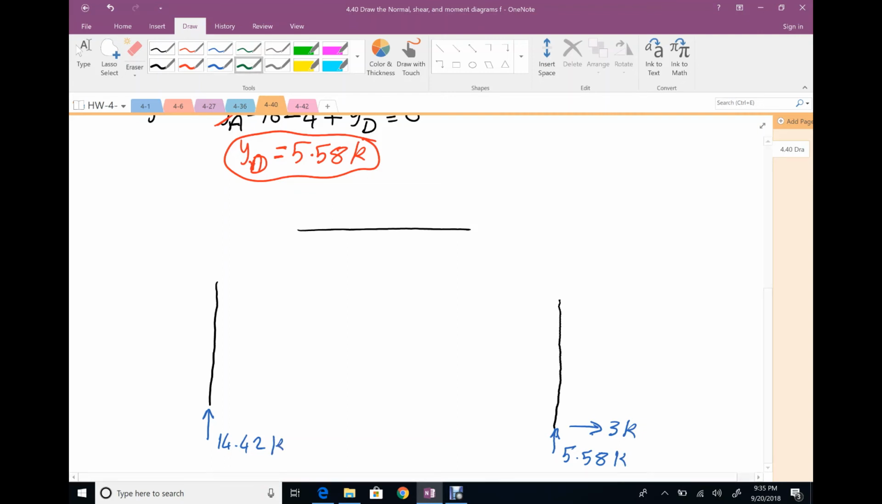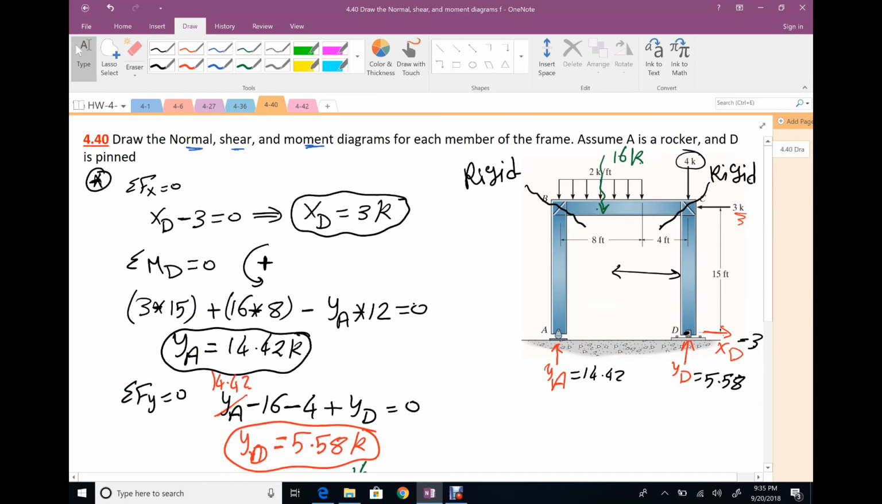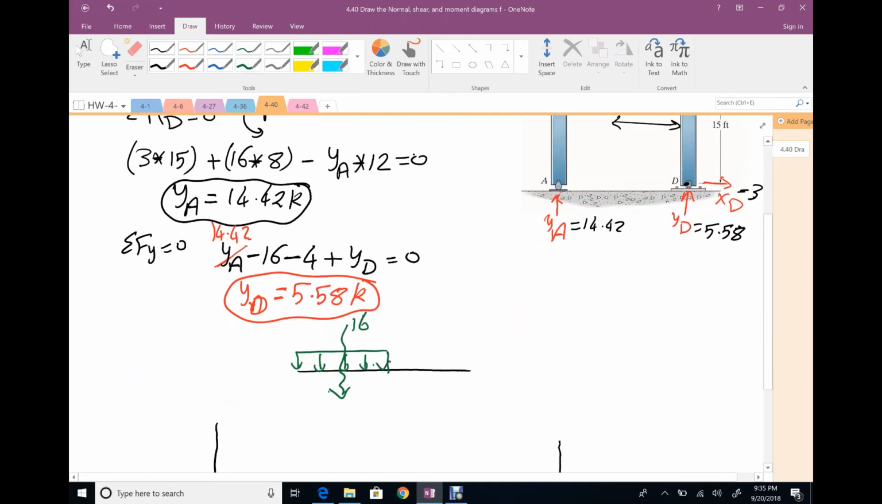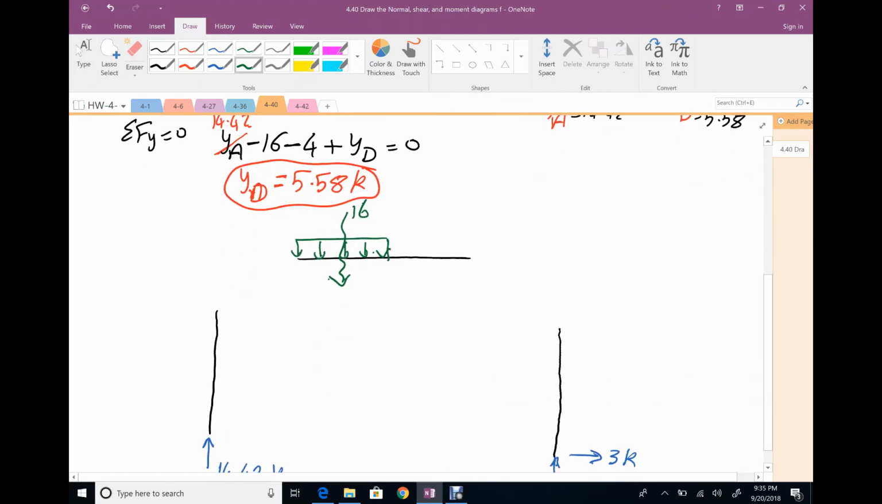We have a uniform distributed load on this member. The equivalent value was 16. Actually, for these two concentrated loads at this location, you have two options. The first option, you can put them at this point, or the second option, you can put them at this location, as you like. Both of them work, 3 and 4. What else do you have?